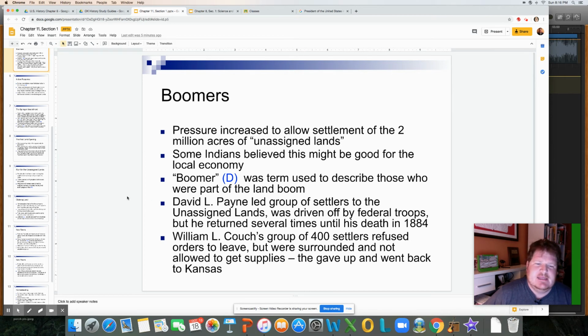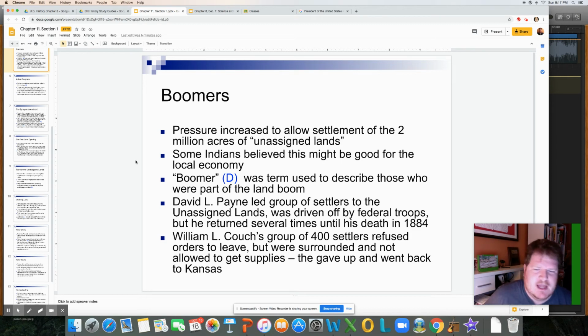We see David L. Payne was one of those. He led a group of settlers to the unassigned lands, was driven off by federal troops, but he returned several times, until Couch, a group of 400 settlers, refused orders to leave, but were surrounded and not allowed to get supplies. They gave up and went.